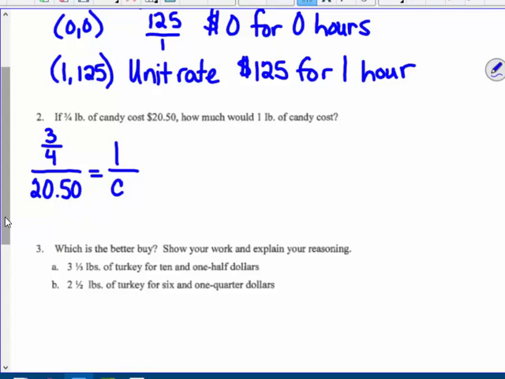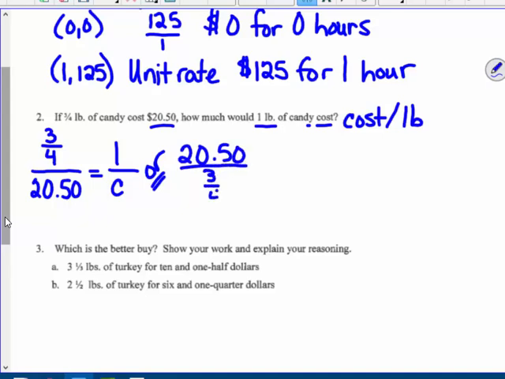But that's actually proportionally, that's not the easiest way to do it. I could find the cost per pound. Switch this around and find the rate, the cost per pound. This is the easier way to do it. So I'm going to put an "or" here: $20.50 per 3/4 of a pound. So I'm taking 20.50 and dividing it by 3/4, which is really 20.50 times 4/3, the multiplicative inverse.